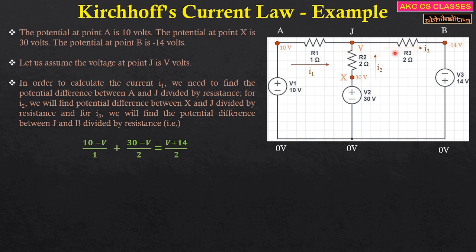And between J and B, this is V minus of minus 14, which is V plus 14 divided by 2. Now the simplest thing that we have to do is solve the equation and find the solution for V. So obviously if I take the LCM of these two as 2, then it will be 20 minus 2V, that is what we have written here, and this will be 30 minus V, and in the RHS we will have V plus 14.